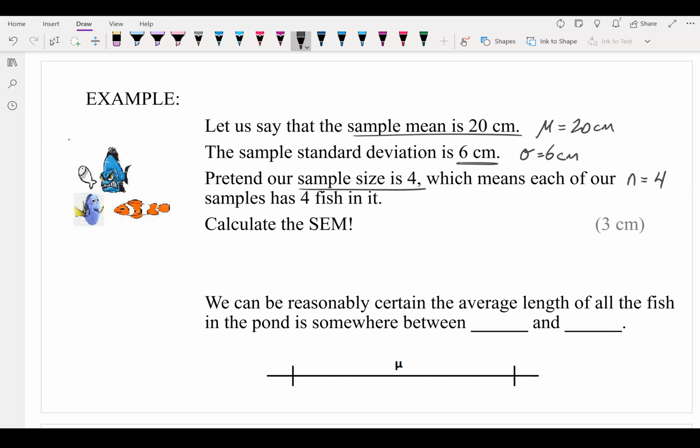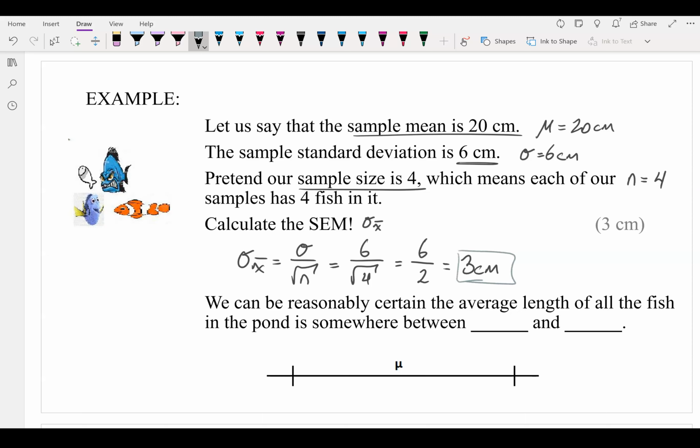Calculate the standard error of measurement, which is also known as sigma x bar. So our standard error of measurement is the standard deviation divided by the root of the sample size. Very simple calculation. 6 divided by root 4, which is 6 over 2. I don't even need a calculator for this. 6 over 2, which is 3 centimeters. What that means is that our standard error, our standard deviation of the means, is 3 centimeters.